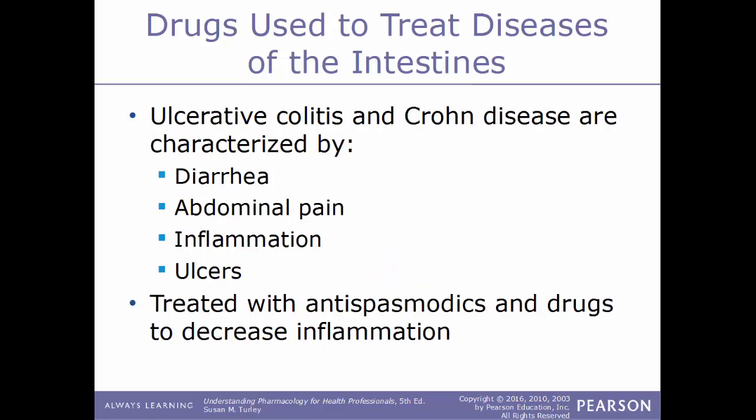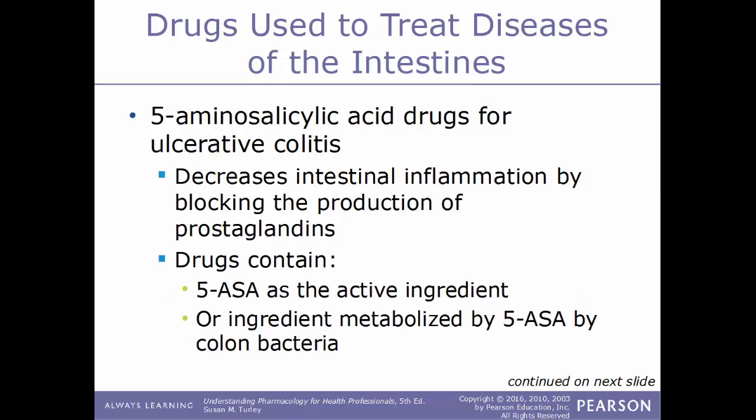Now, both ulcerative colitis and Crohn's are characterized by some very common symptoms: diarrhea, abdominal pain, inflammation, and ulcers. And these will be treated with antispasmodics and drugs to help decrease the inflammation. Some drugs that would be used to treat ulcerative colitis are called 5-aminosalicylic acid drugs, and these work by decreasing the intestinal inflammation by blocking the production of prostaglandins. And these drugs will contain the active ingredient of 5-ASA, 5-aminosalicylic acid, or an ingredient that is metabolized to 5-ASA by the bacteria naturally found within the colon.